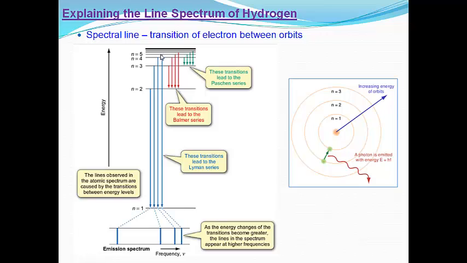Ultraviolet radiation is a higher energy radiation than visible radiation, than infrared radiation. Just take a look back at our electromagnetic spectrum. And so basically this is what's happening. We have the electron moving from a higher energy state to a lower energy state. A photon of energy, or a quantum of energy, is emitted as the electron loses the energy as it moves from a higher energy state to a lower energy state.